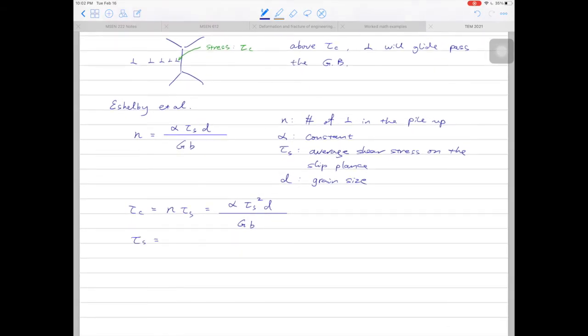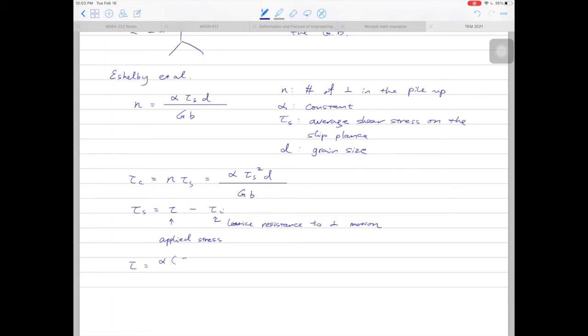Also, tau s, the average shear stress on the slip plane, can be written down as tau minus tau i, where tau is the applied stress, and tau i is the lattice resistance against the dislocation motion. Substitute tau s into the above equation and do some rearrangement. You can have tau on the left-hand side, and tau i and d on the right-hand side. From this equation, you can see tau has a linear relationship with d to the power of minus half. Does this ring a bell?